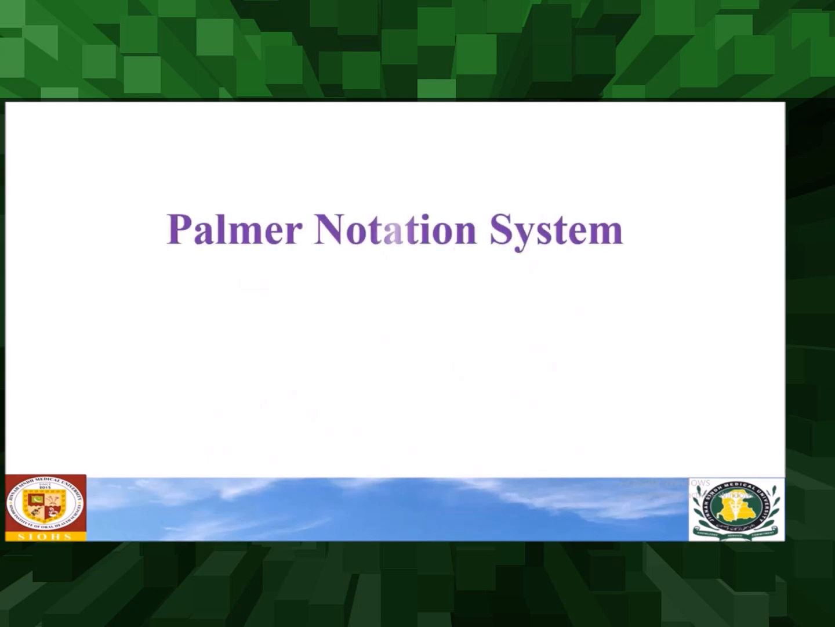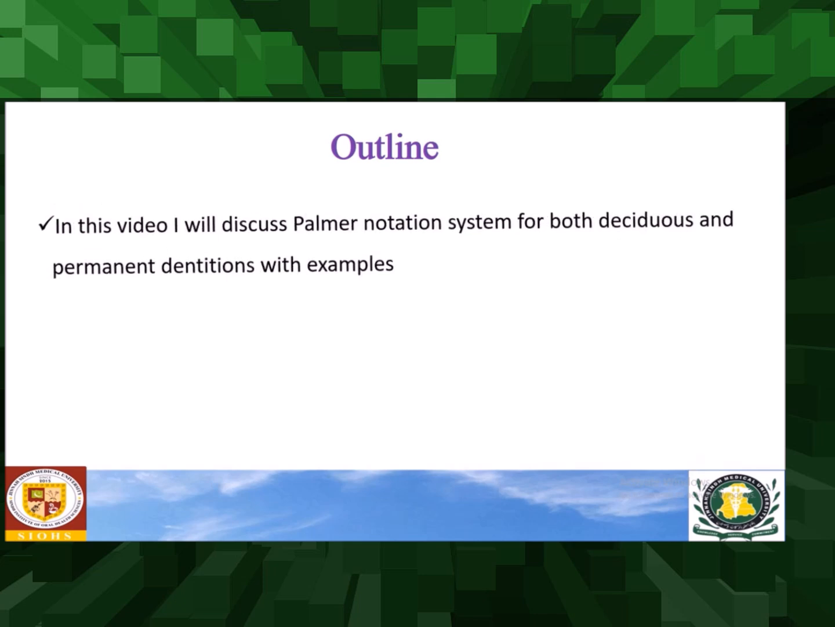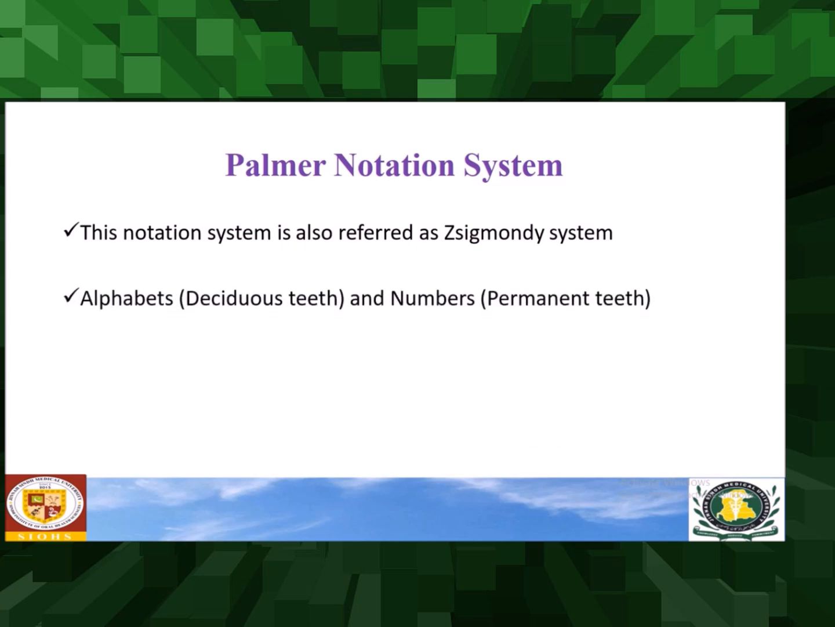Hi everyone, in this video I'll discuss the Palmer notation system for both the deciduous and the permanent dentitions with examples. Palmer notation system is also referred to as the Zsigmondy system. In this notation system, we use alphabets for the deciduous teeth and numbers for the permanent teeth. The Palmer notation system consists of some symbols that we have to use together with the alphabets or numbers.